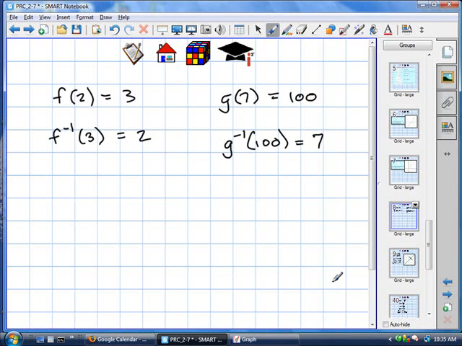Sure enough, look what happens. Or over here, I don't even know what function g is, but if g of 7 is 100, I can tell you this: g inverse of 100 is definitely 7. So an inverse just literally takes the ordered pair and undoes it, flips it back. So it's another good picture of an inverse.